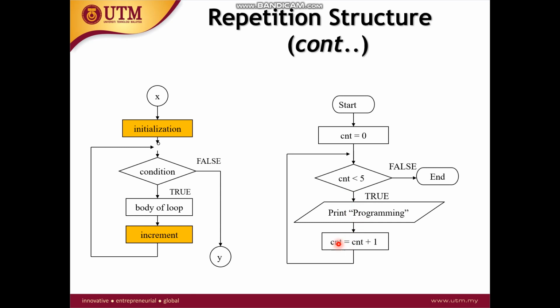So the counter was 0 and becomes 1 and comes back here. It's 1 here. 1 is less than 5? Yes, it prints the programming again. The count is becoming 2. 2 is less than 5.